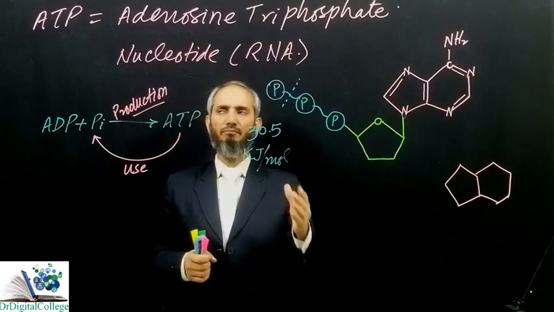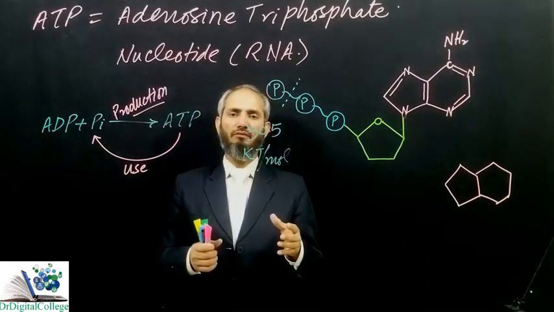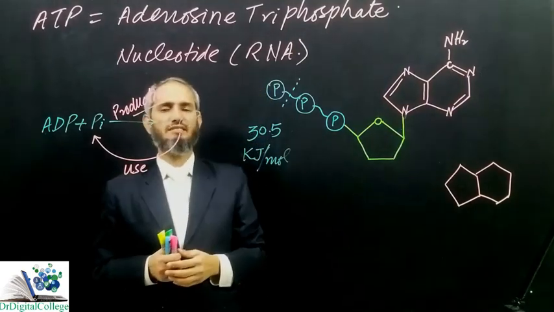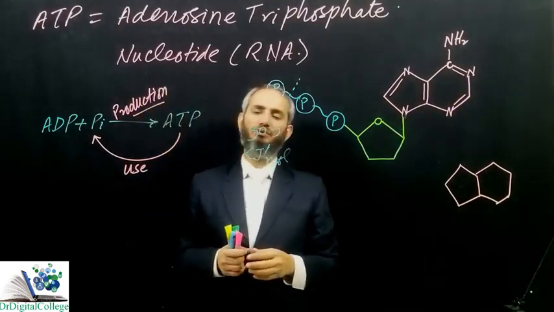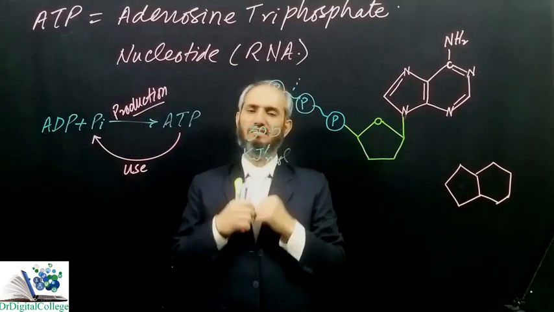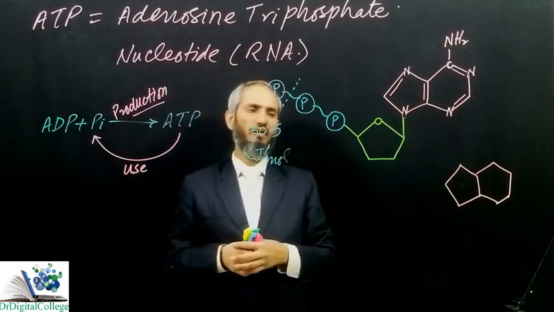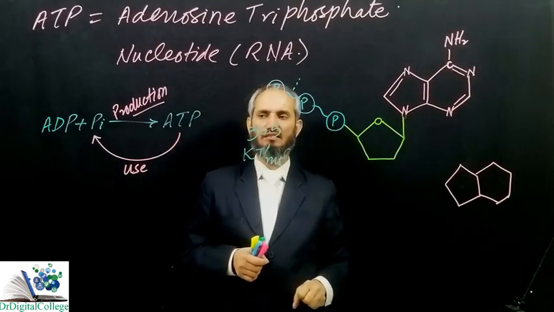Cell membranes are impermeable for ATP. ATP is such a big structure that it cannot come out of the cell membranes, and use of ATP is only within the cells. ATP energy is not used out of the cells. That's why it remains confined inside the cells.